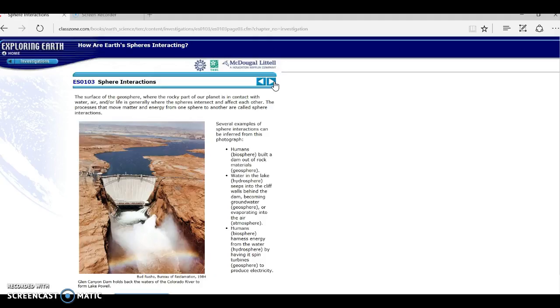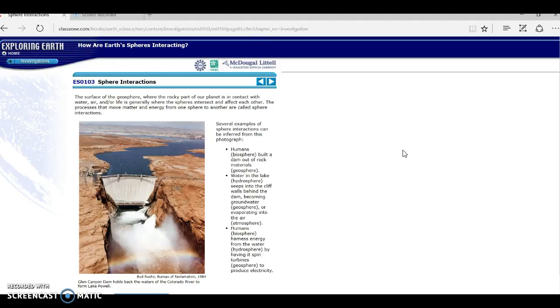So what happens is that energy moves from place to place, and it happens through the movement of matter. So here you can see a picture of a dam, and these sphere interactions I want you to focus on because this is what I'm going to ask you to do later on. We can see that humans, who are part of the biosphere, are living things. We built a dam out of rock materials, which were part of the geosphere.